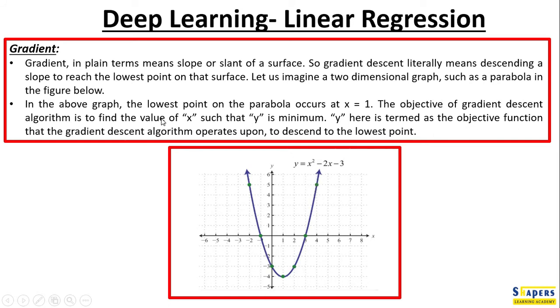So in the above graph, the lowest point on the parabola occurs at x equals 1. When x is 1, the lowest point occurs. See, the objective of the gradient descent algorithm is to find the value of x such that y is minimum.